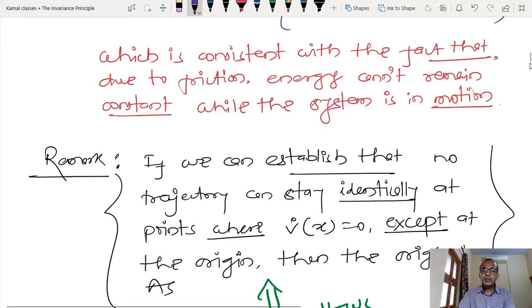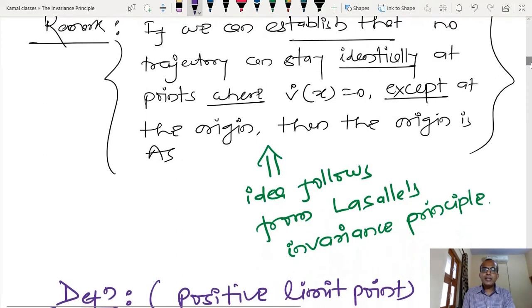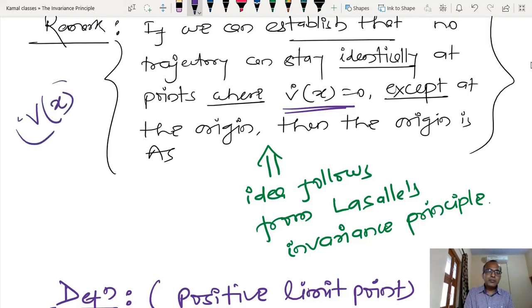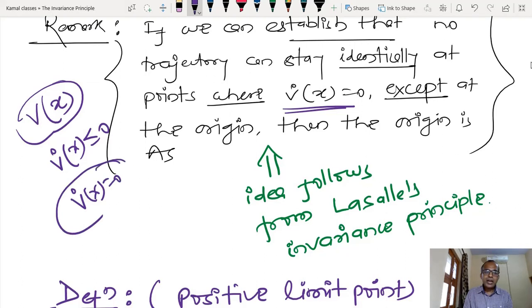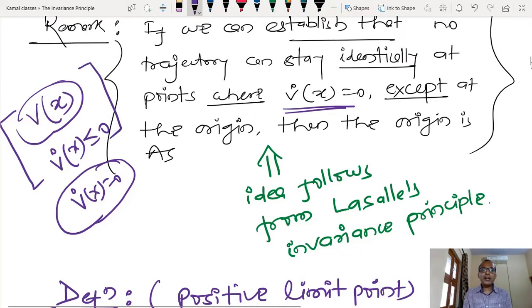So the idea is very simple. If we can establish that no trajectory can stay identically at the point where V dot x equals 0, because whenever we take a positive definite Lyapunov function V(x) and conclude V dot x less than or equal to 0, it might be possible that I have some set where V dot x equals 0. If we are able to show that V dot x equals 0 only at the equilibrium point, then all solutions converge to the equilibrium point.